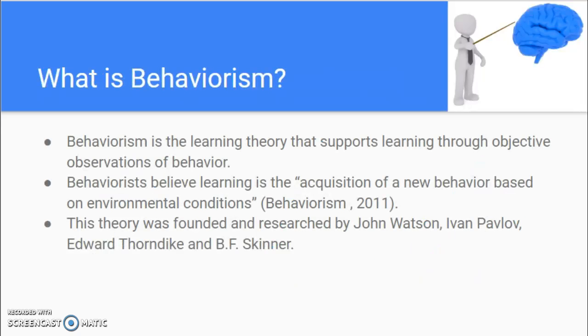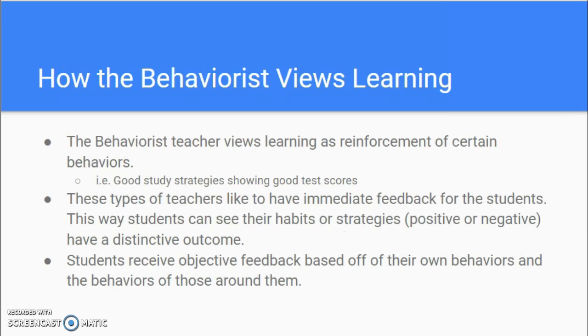Behaviorism focuses on objective observations of behavior, where learning is dependent upon environmental conditions. This theory reigned over education from around 1913 until the turn of the century, and its major contributors were John Watson, Ivan Pavlov, Edward Thorndike, and B.F. Skinner. Behaviorists rely on reinforcements within the classroom, both positive and negative. For example, a good or bad test score is a reinforcement of good or bad study habits. Feedback is delivered relatively quickly and allows students to process objective feedback.